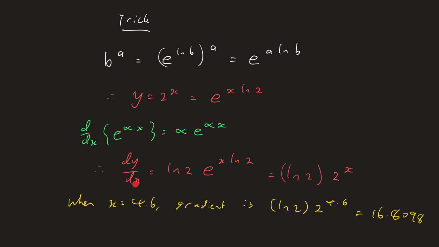Therefore, dy on dx is just the natural logarithm of 2 times e to the x times the natural logarithm of 2. And e to the x natural logarithm of 2, just reversing this first step, is the same as 2^x. Therefore, the derivative is the natural logarithm of 2 multiplied by 2 to the power of x. Substituting in x equals 4.6 and using a calculator gives us that the gradient is 16.8098. This is very close to our numerical guess of 16.81.